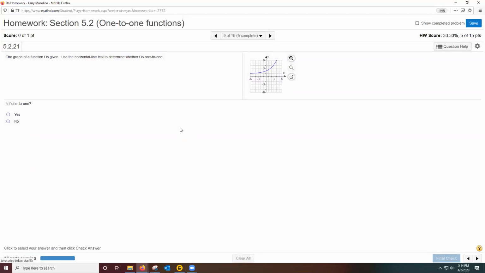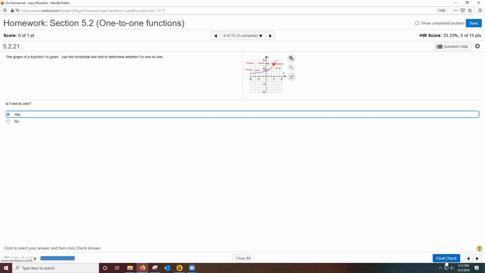All right, let's do a few more here. Here's some questions that ask you to use the horizontal line test. So what we mentioned a few minutes ago is if every horizontal line intersects the graph at no more than 1 point, then the function is one-to-one. So I'm looking at this example and I'm imagining drawing different horizontal lines. Here's one, here's another. Well, any horizontal line is only going to intersect the graph at 1 point. When that happens, we say it is one-to-one. So in this case, yes, the graph is one-to-one.